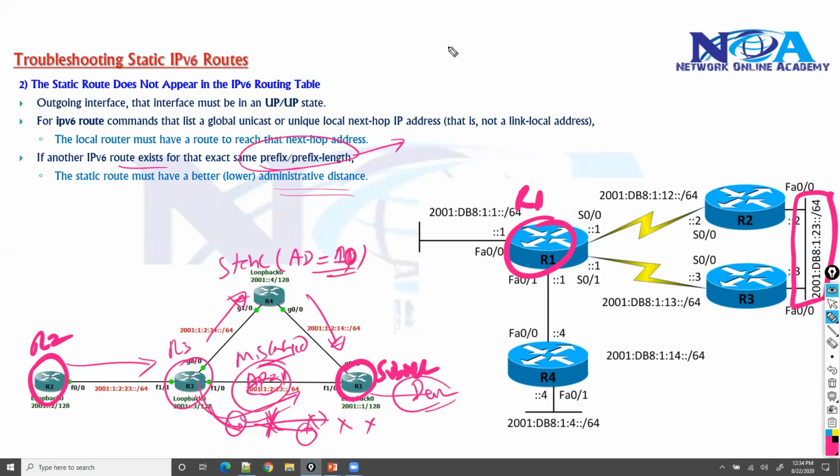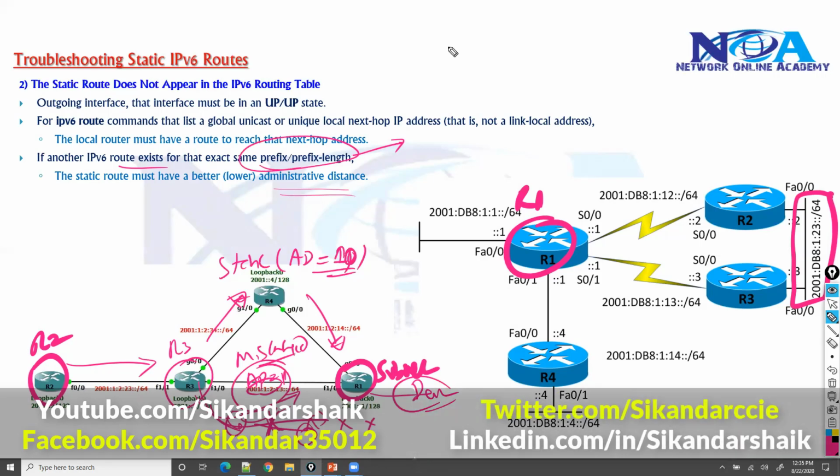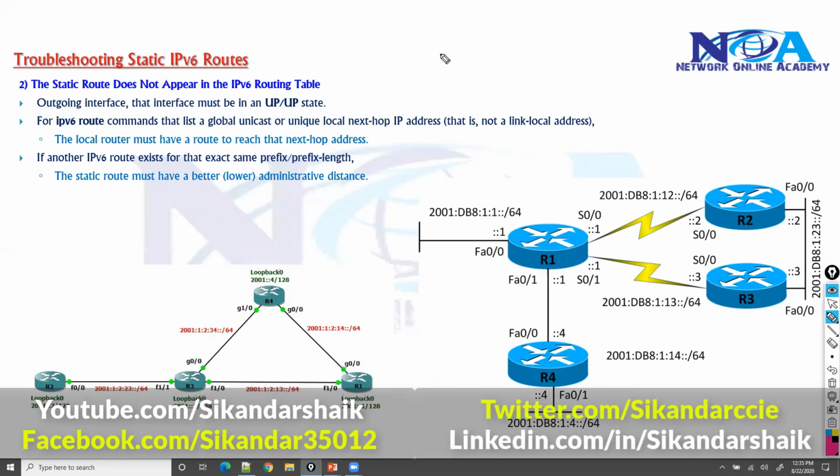So we need to always ensure that the next hop is valid. That's the first thing. And if there are multiple routes, then we need to make sure that the actual path to reach that particular destination has the least AD value.